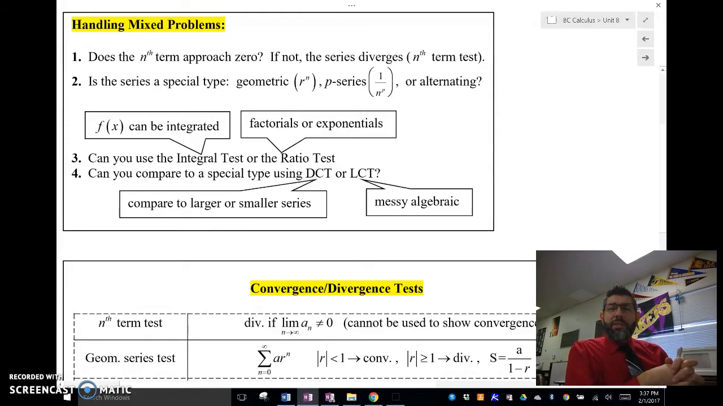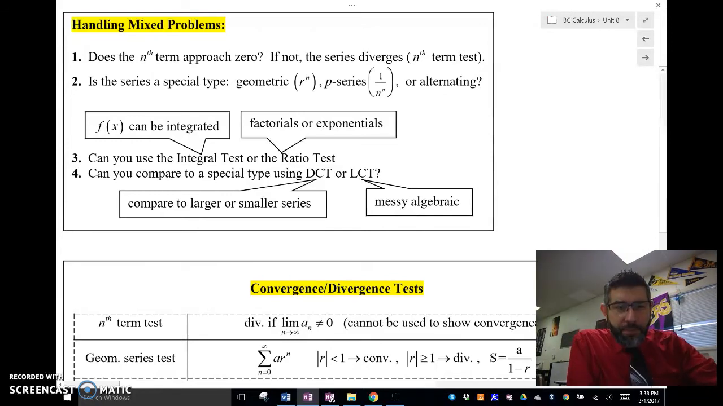Lastly, if we could see that it has something that we may be able to compare it to, maybe a larger or a smaller series that we know, we can use a direct comparison test. Or if it has something with messy algebraic stuff, we know we can use the limit comparison test, because once we use that ratio, we get rid of the mess with the limit and compare it, and we can simplify things out. We would use the limit comparison test. So I know that seems like a lot of stuff to think through, but that's the process. I think that if you think through those in that process, you'll be able to come up with the right test to use.